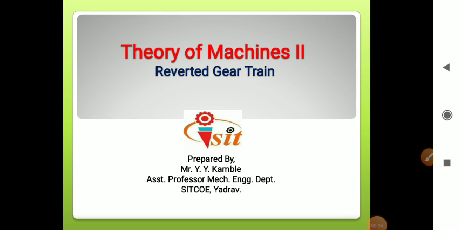Hello everyone. Today we are going to discuss the reverted gear train. This is our chapter number 3, that is gear train. In the first lecture we saw the simple gear train and the compound gear train. So today we are going to see the reverted gear train.